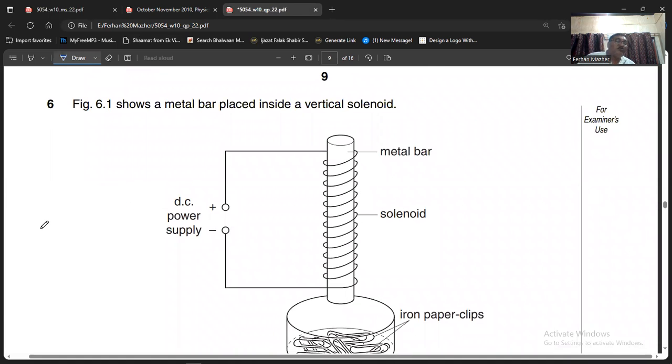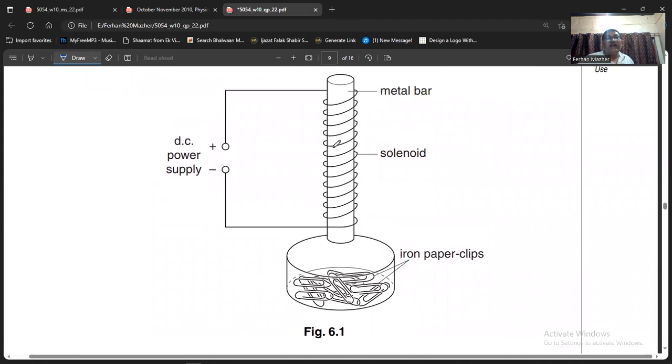So now we are on question number 6. Figure 6.1 shows a metal bar placed inside a vertical solenoid. So here we have a solenoid, which is a metal bar. Around it, we have wound a wire, and it has been connected with a DC power supply. And obviously, when the current flows through it, this solenoid will become an electromagnet.